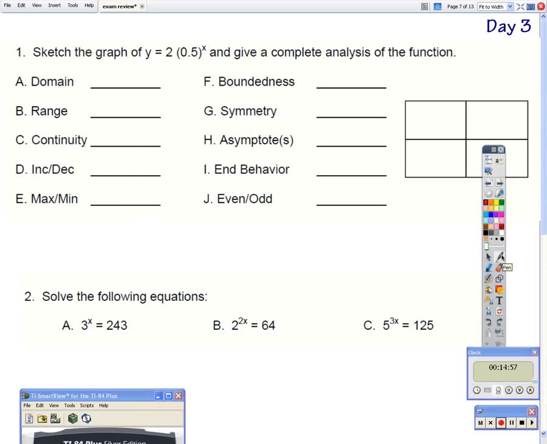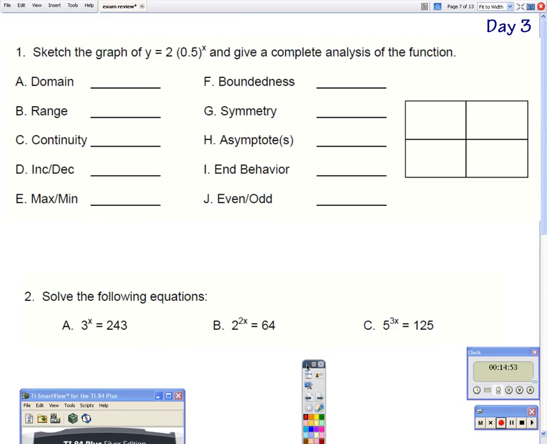Okay, so I'm going to sketch the exponential equation. You can use your calculator to help you. So the domain, that's all the x values, and they go from negative infinity to infinity. Your range is all the y values. They go from 0 to infinity, but not including 0. 0 is a horizontal asymptote.